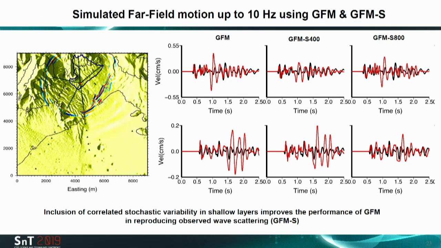Here's how it looks, the signal in one of these lines. One is here for this series, and one is in the basin, which is right there. As you can see, with the GFM we do not bad at all, but if you add the stochastic variability, you do even better. So again, the stochastic variability enhanced our predictions.